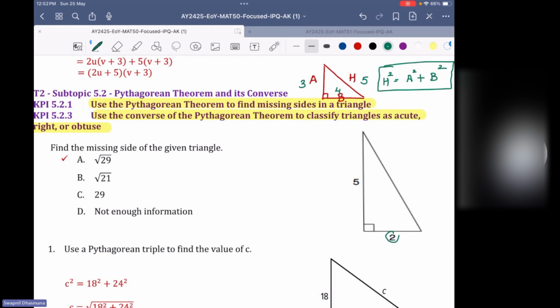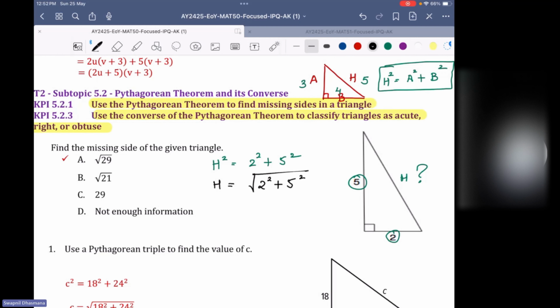So for example here, this is 2, this is 5, so we have to find h, or I can say x. So h square would be equals to 2 square plus the other small side square. When you remove the square, you always get square root.